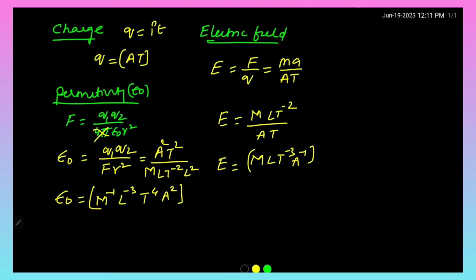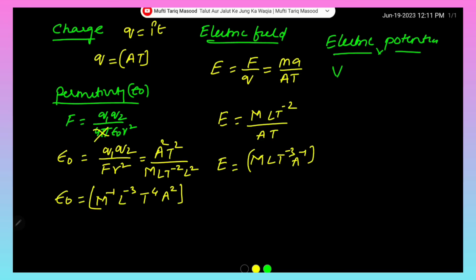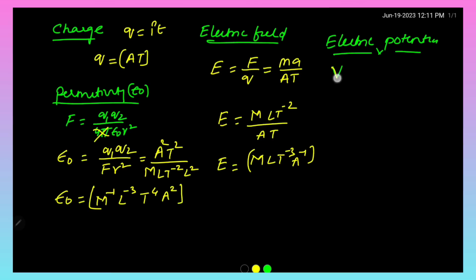So how are you going to find out the dimensional formula for electric potential? You know that electric potential V is nothing but work done on unit charge. This is the basic formula for electric potential. You know work done is nothing but force into displacement. Charge, as you know, is taken as ampere into time, because Q is equal to IT, I is equal to Q by T.